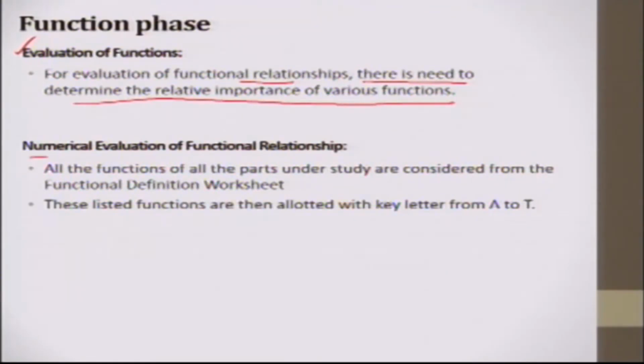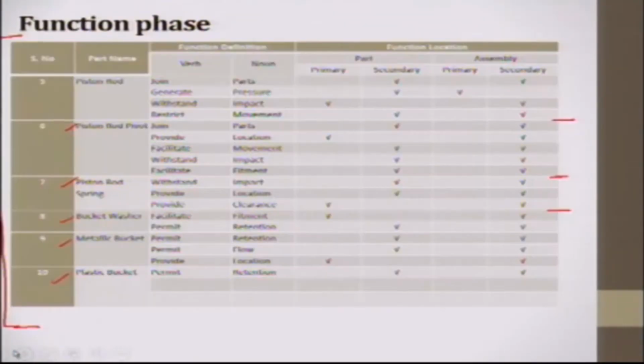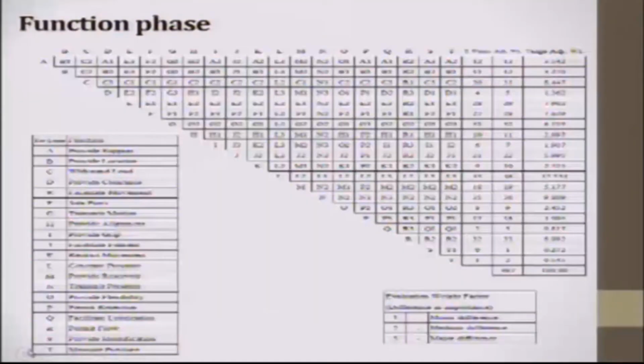The numerical evaluation of functional relationship is carried out here. All the functions of the parts under study are considered from the functional definition worksheet. These listed functions are then allotted with a key from A to T. There are a number of functions like join parts, generate pressure, withstand impact. We enlist these functions and denote them with some letter, some notation. From A to T there are these many functions here.